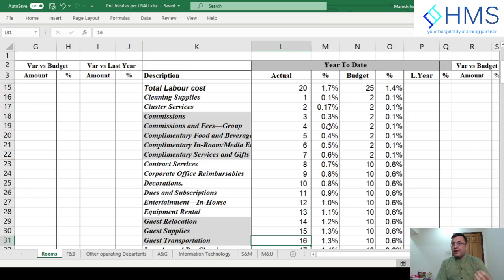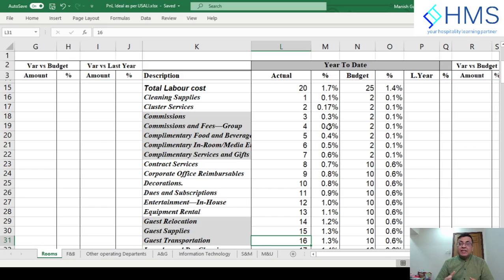In-room media entertainment depends on how the hotel has made the arrangement. If it's a fixed charge, maybe it's a per occupied room charge, or whatever is the way. So you have to understand that first before you are going to analyze it. Complimentary services and gifts depend on the business. Contract services usually are fixed. Corporate office is usually not in the hotel's control.